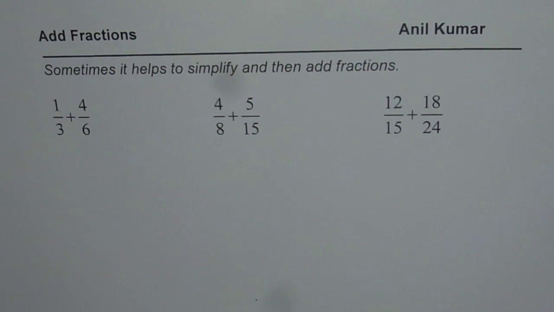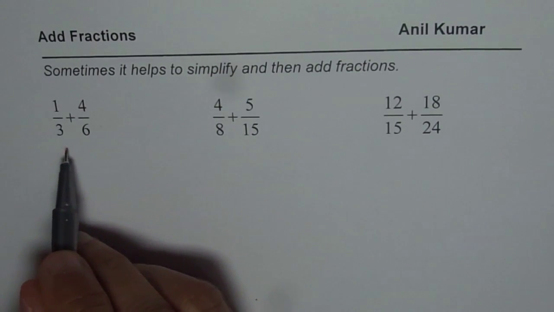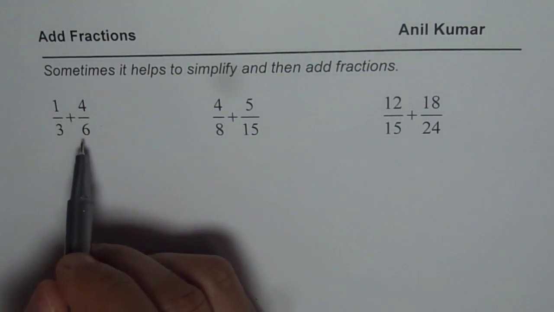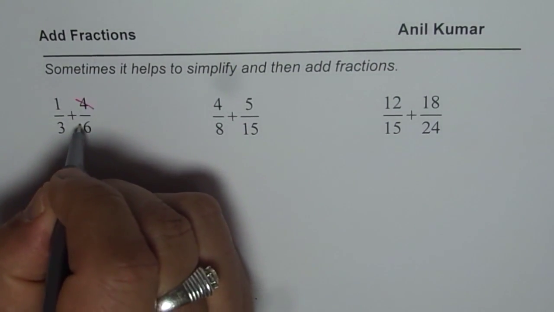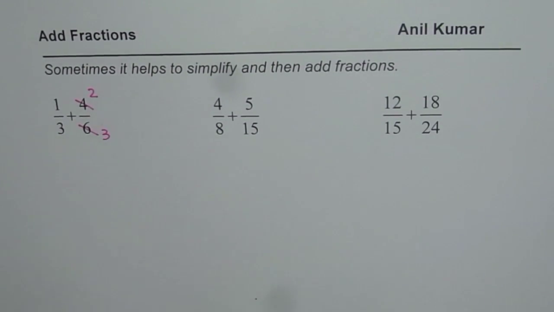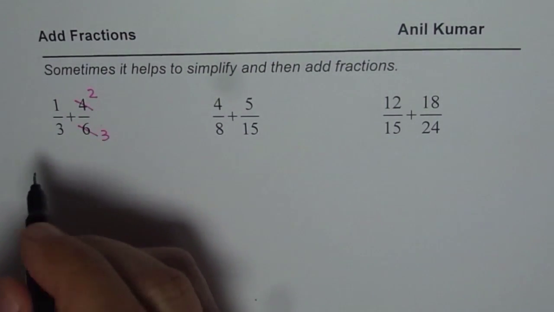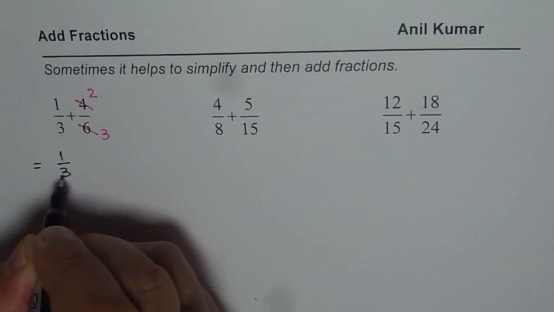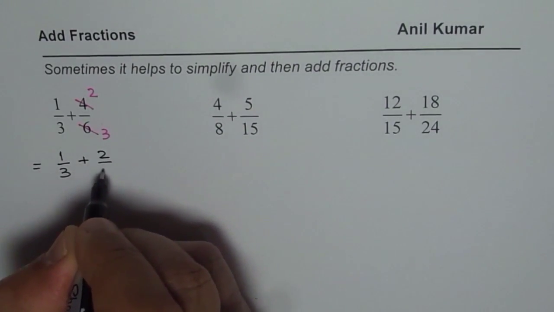So the first step here is to find equivalent fraction, right? So we'll simplify to find equivalent fraction. 4 and 6 have 2 in common. So we can divide both by 2. If I divide both by 2, we get 2 times 2 as 4, 2 times 3 as 6. So I can write down the first addition of fraction as equivalent fraction 1 over 3 plus 2 over 3.